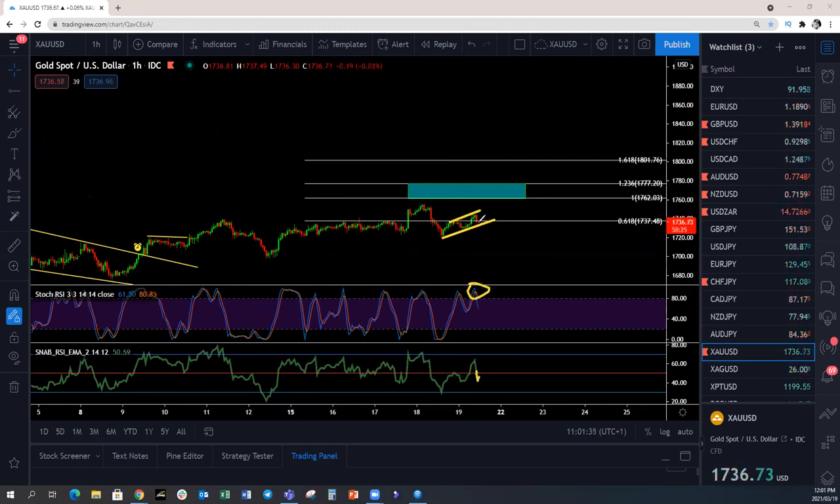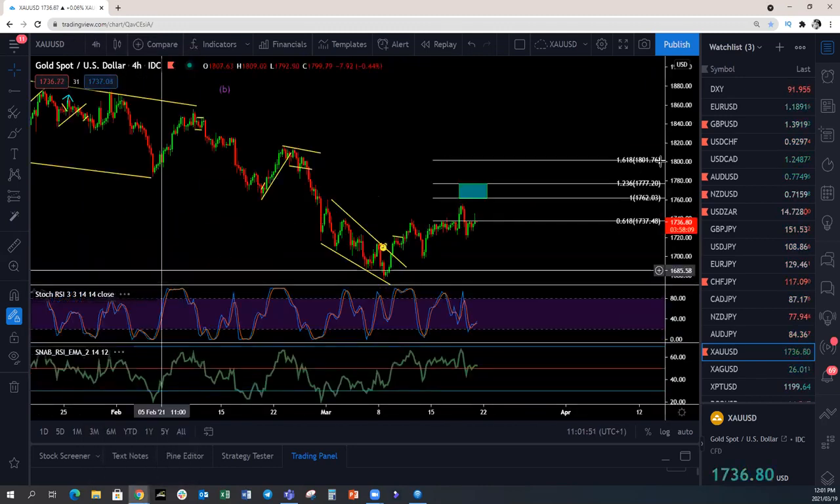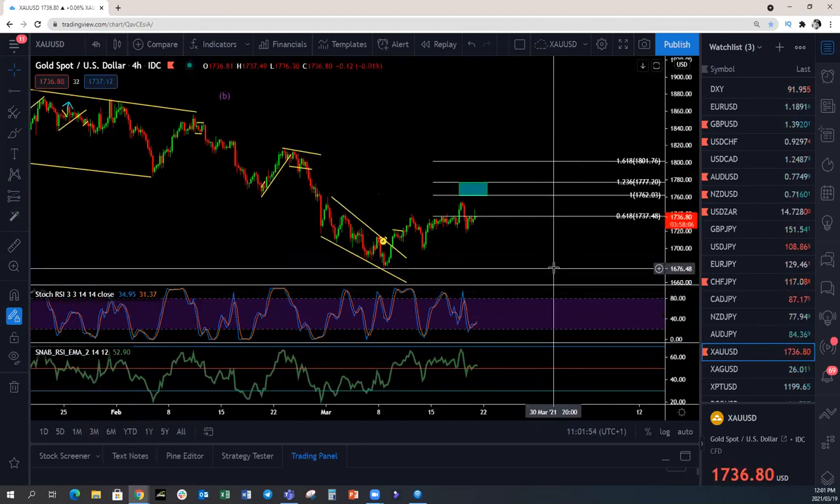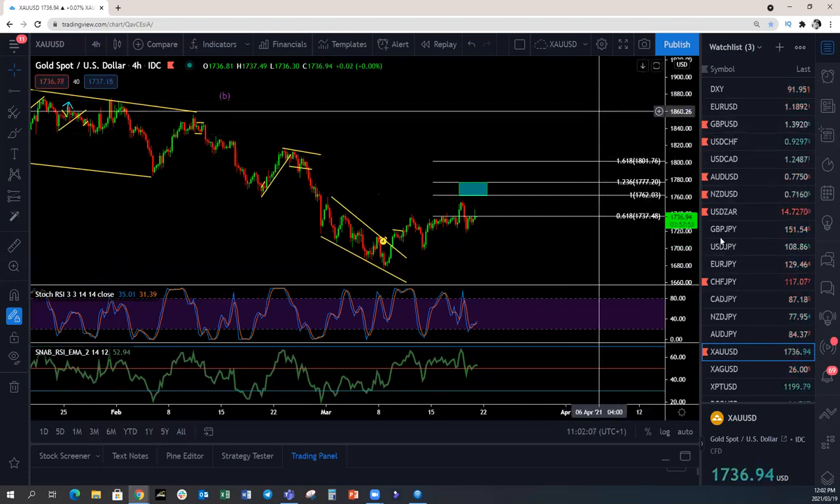This dropping here, this closing below here, we're going to see gold now drop back to around these levels. Let's go back to the 4-hour to see how far that can drop. We can see gold drop back at least to around 1676, 1675, those levels, or even lower. There isn't a strong move to the upside there. Right, so that is gold.